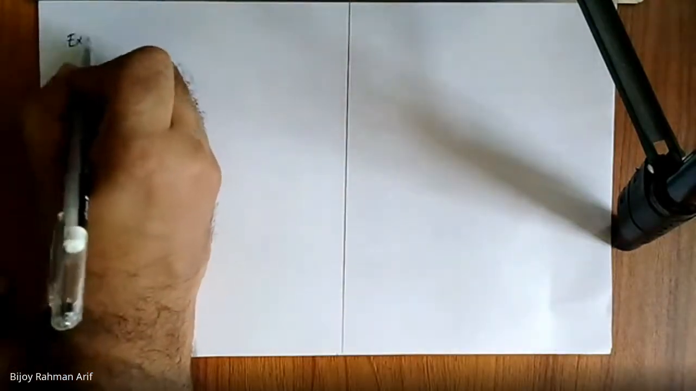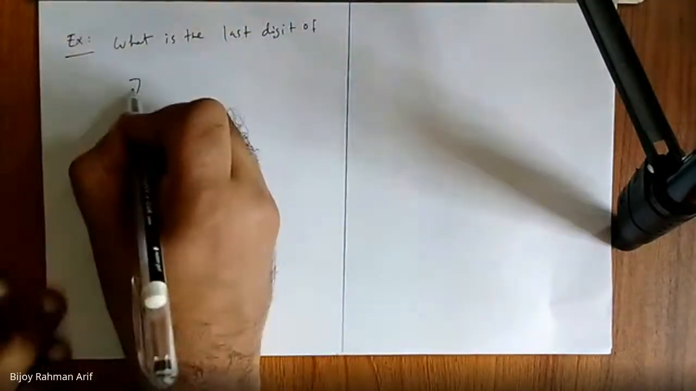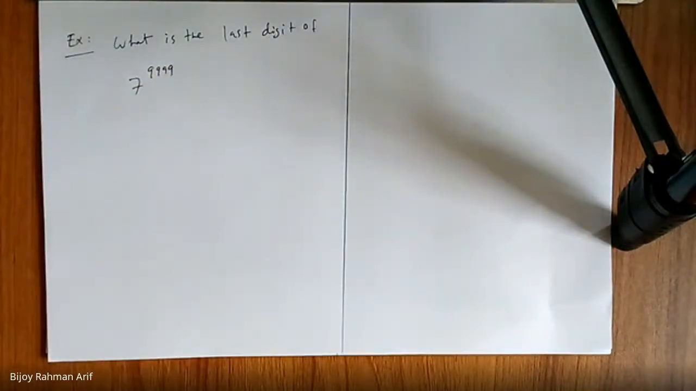For example, sir, if you make it, I could ask you to make the paper easy. What is the last digit of 7 to the power 9999? How can you find the last digit of 7 to the power 9999?